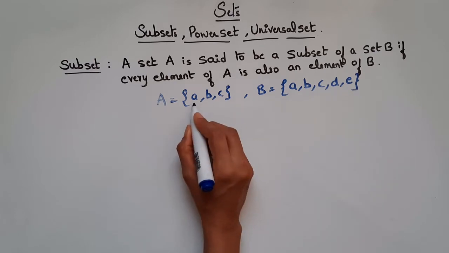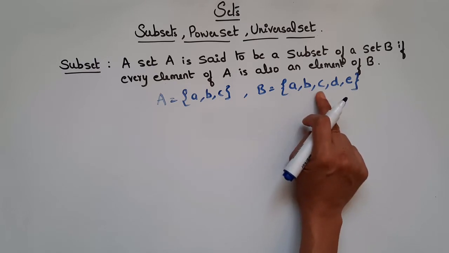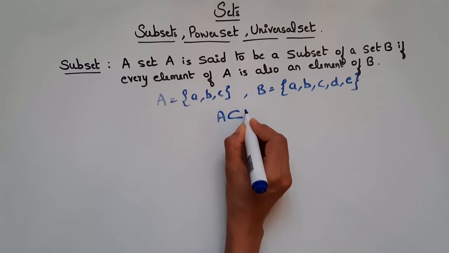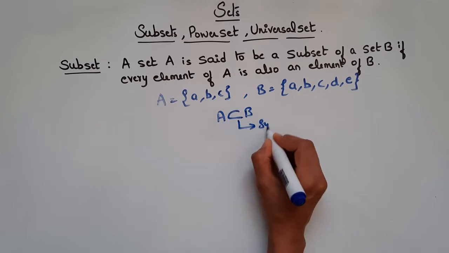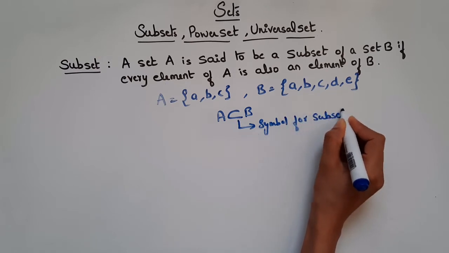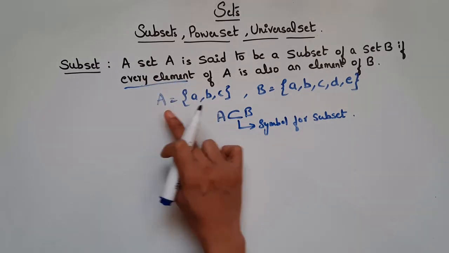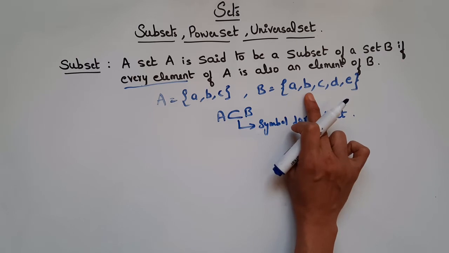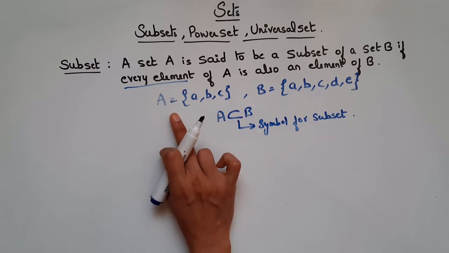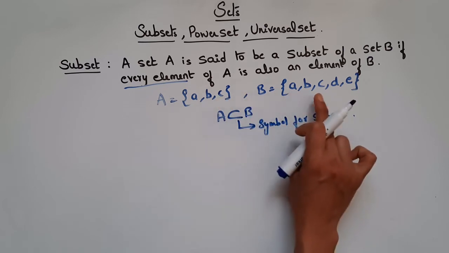So here if you see, we have A, B, C. So all these elements are also present in set B, A, B, C, right? So therefore we can say set A is a subset of set B. So this is a symbol for subset. So every element of set A should be present in set B. Then we can say set A is a subset of set B. If one or two elements of set A are present in set B, then it's not a subset. So every element of set A should be present in set B.